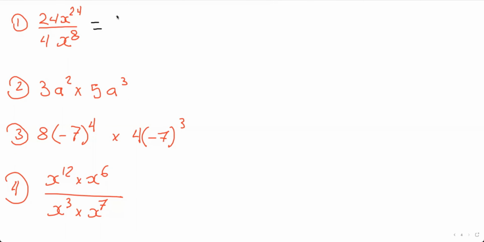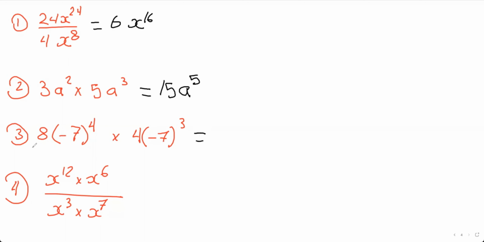Now we have 24 x to the 24 divided by 4 x to the 8. So 24 divided by 4 is 6. And then x to the 24 divided by x to the 8, you just subtract the exponents and you get x to the 16. And now you're multiplying 3a squared times 5a cubed. So 3 times 5 is 15. And it's going to be a to the 5 because you're adding the exponents.